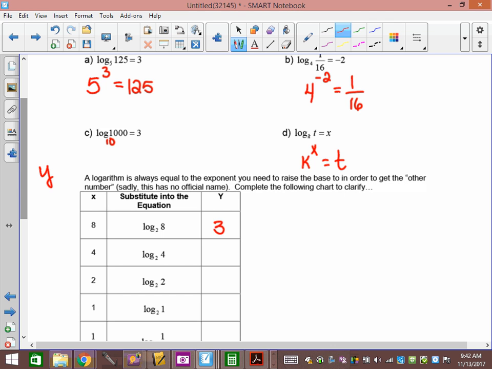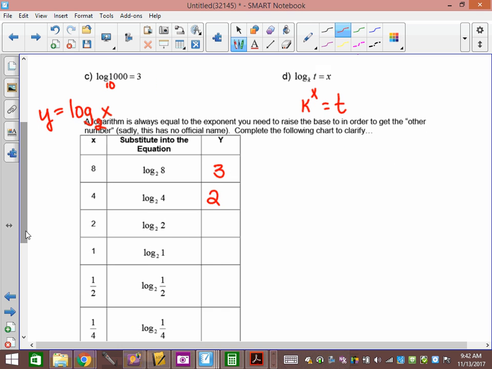So we're actually filling this into the form y equals log base 2 of x. So now I'm filling 4 in for x. So 2 to the what is 4? 2. 2 to what exponent is 2? 1. 2 to what exponent is 1? 0. 2 to what exponent is 1/2? Negative 1. It's just negative when it's the fraction, right?